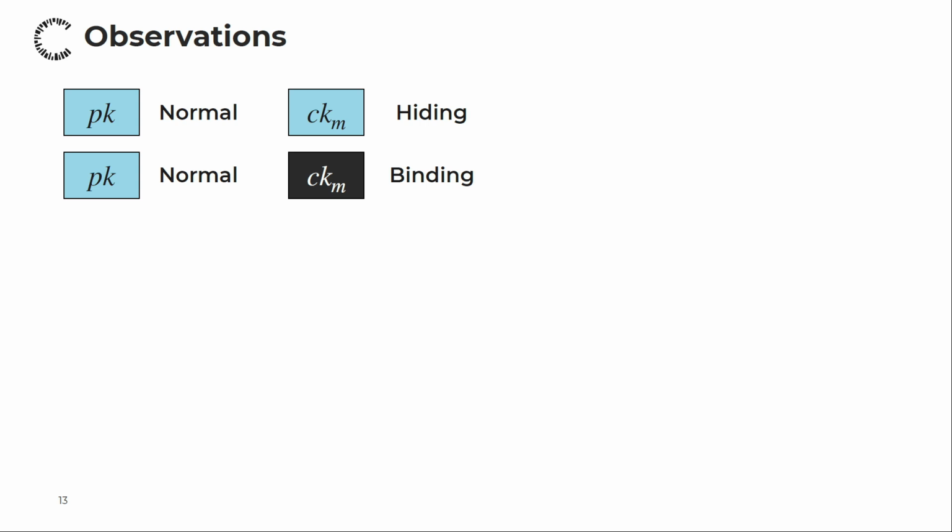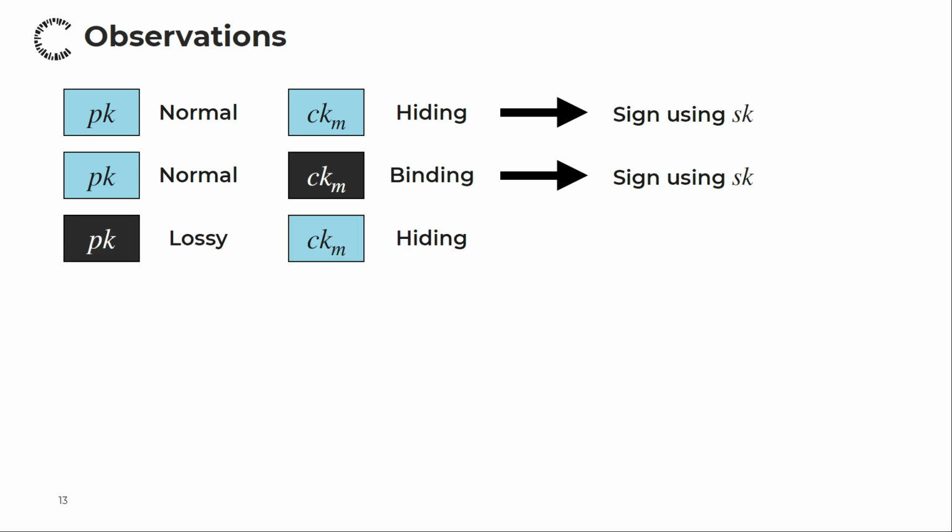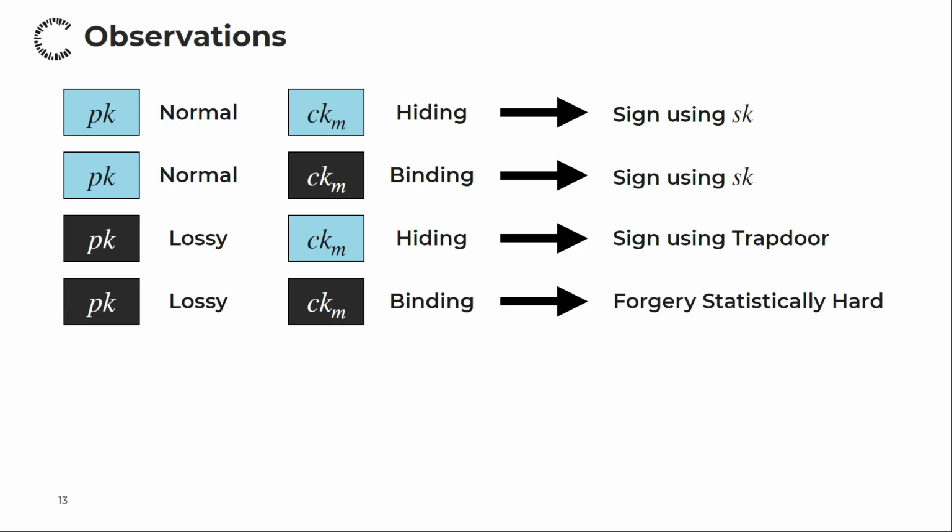Well, the first observation is that in the scheme, of course, there is a secret key, so our public key is in normal mode, and when signers honestly interact with each other, they will, of course, use their secret key to compute this signature, to interact in the signing protocol. Now, what if the public key is in lossy mode? Well, then we observe that if the commitment key is in this hiding mode and there's an equivocation trapdoor, you can still simulate a signer using this equivocation trapdoor. And in the remaining case, the public key is lossy and the commitment key is binding. In this case, generating a transcript is a statistically hard problem.